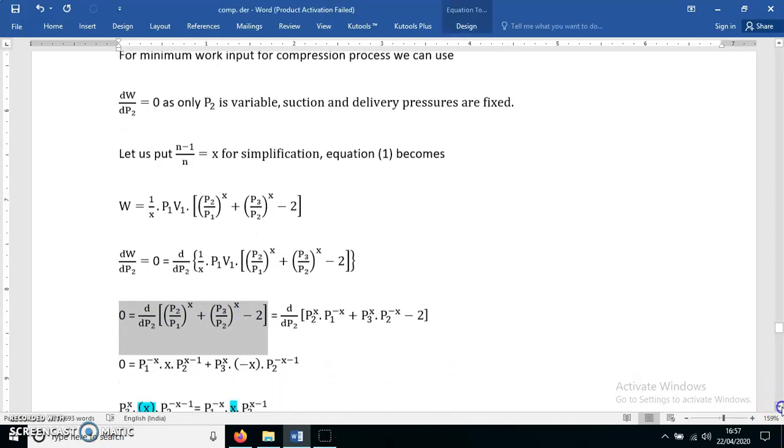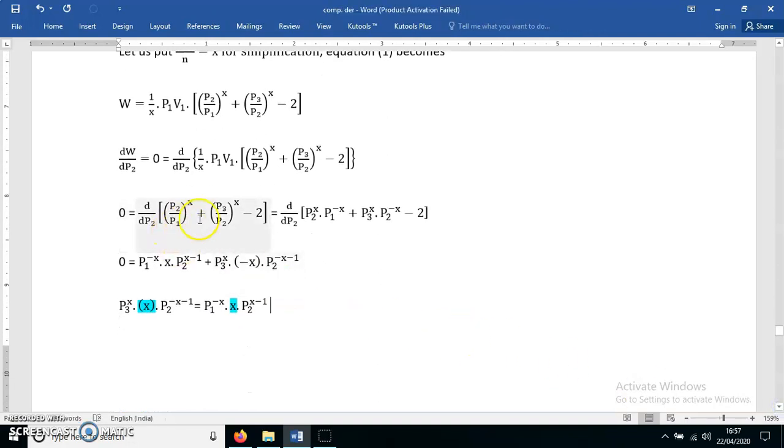Now just carry out the differentiation further. Remember, P1 and P3 are constant, suction and delivery pressure. Only variable is P2. So differentiate the expression with respect to P2 only. Other things are constant. So d by dP2 of P2 raised to x, P1 in the denominator, so I can write P1 raised to minus x, plus P3 raised to x, P2 raised to minus x minus 2. Just differentiate this and equate to 0, you will get this expression. See, I will do it for the first term. P2 raised to x, P1 raised to minus x. P1 raised to minus x is constant because P1 is not variable.